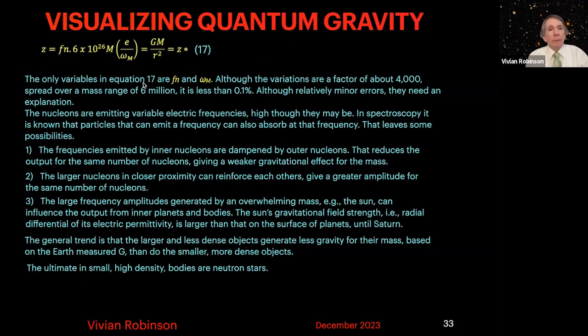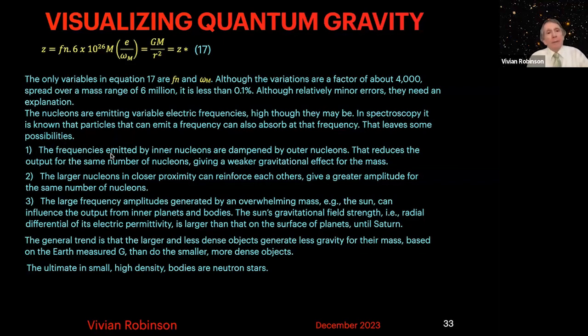The only variables in this equation are Fn and omega m. Although the variations are a factor of about 4,000, spread over a mass of 6 million is less than 0.1%. Although relatively minor, they need an explanation. The nucleons are emitting variable electric frequencies, high though they may be. In spectroscopy, it is known that particles that emit frequencies can also absorb that frequency. That leaves some possibilities.